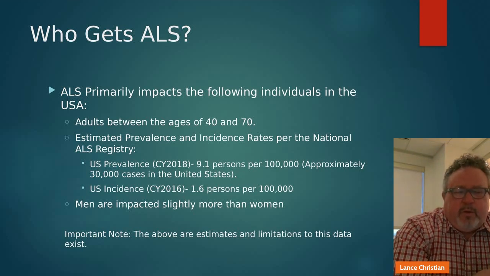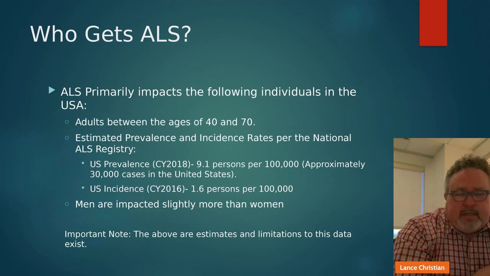So one of the ways we know to look at this is to look and see who gets the disease, understanding the natural history of the population who gets the disease. So we know that it's typically people between 40 and 70 who get diagnosed. However, people as young as teenagers and earlier get ALS.